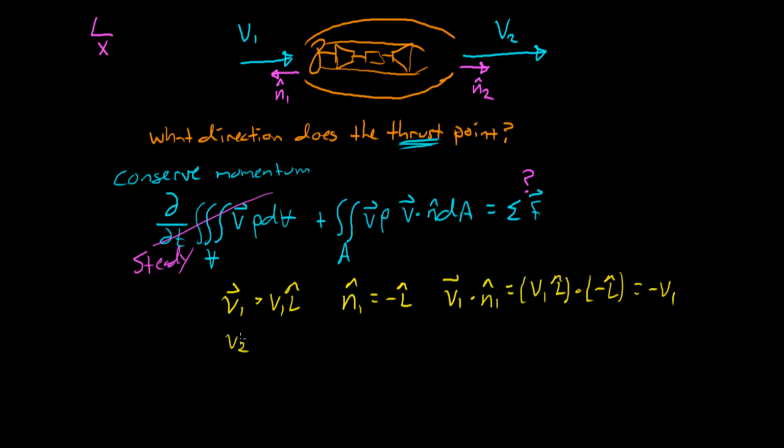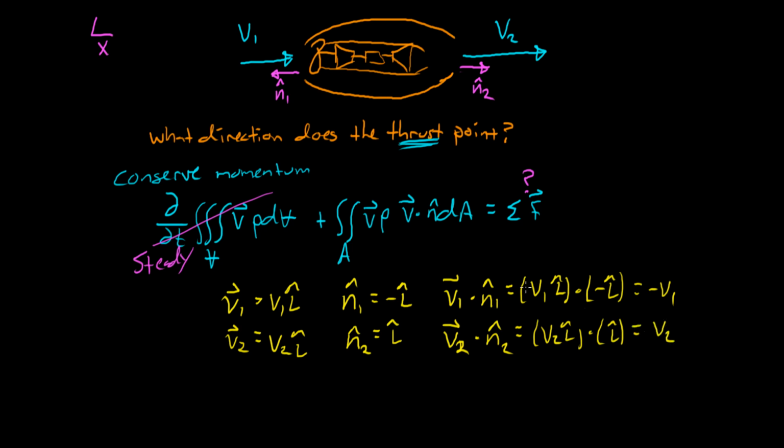At station 2, we have velocity vector 2 coming out, v2. It is in the i direction, positive. And our normal vector 2 points to the right, or the positive i direction, so that's n2 equals i. And then we can write that v2 dotted with n2 is equal to v2 i dotted with i, which is just equal to the magnitude v2. So we can sub these into our integrals.